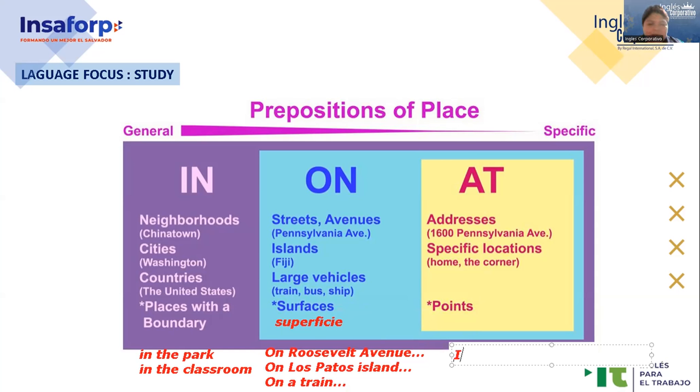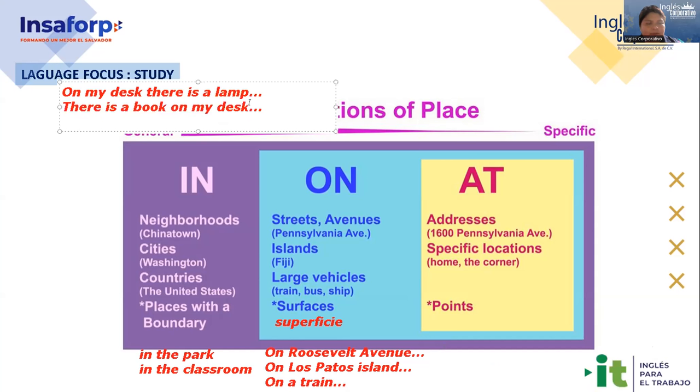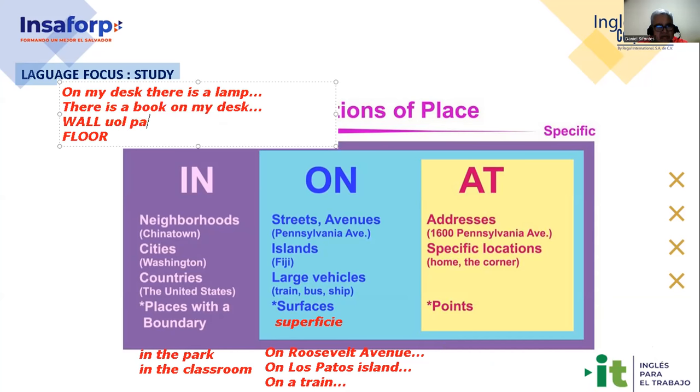Okay, significa on. On my desk, there is a lamp. En mi escritorio, o sobre mi escritorio, hay una lámpara. Vamos a modificarlo acá también. There is a book on my desk. Entonces, cuando tenemos ahí una superficie, utilizamos on. ¿Cuál podría ser otra superficie? La superficie ahí era la mesa. Puede ser el wall. What's a wall? La pared. The floor? El piso, okay.